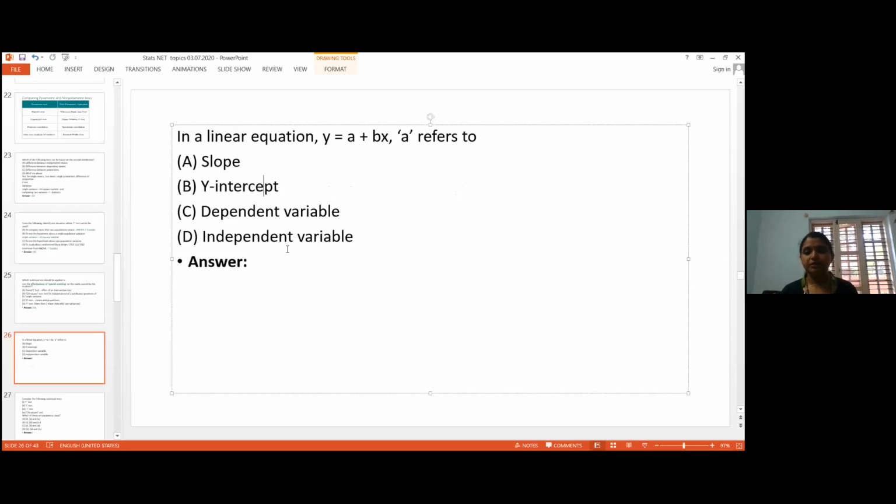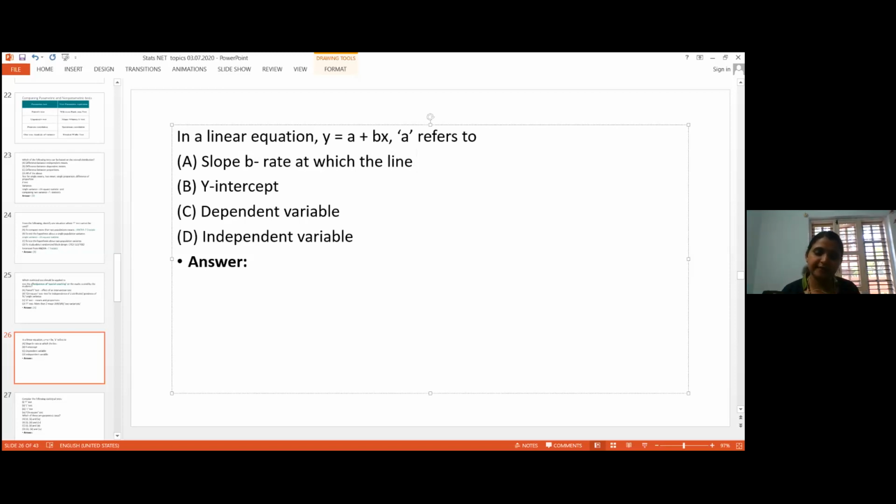A is intercept. B is slope. Okay, B is called slope. That is the rate at which the line grows. That is called slope.